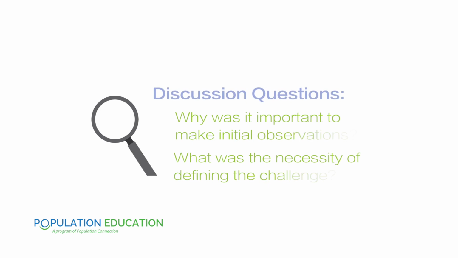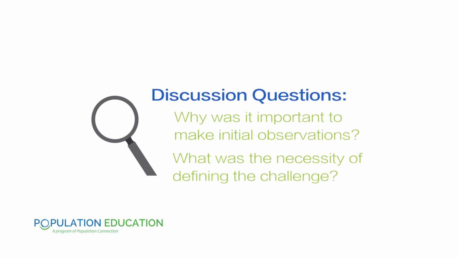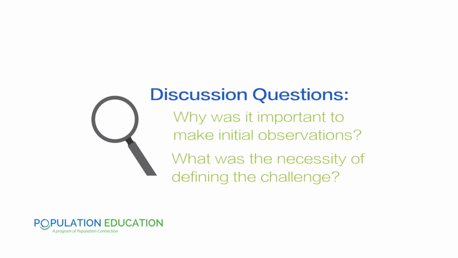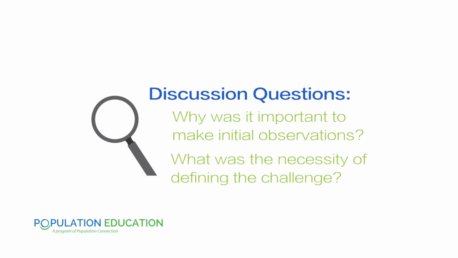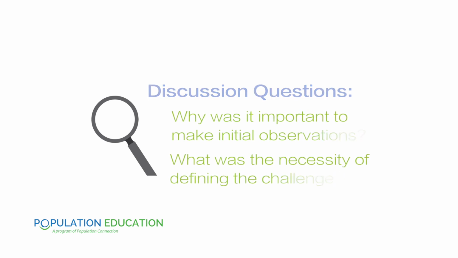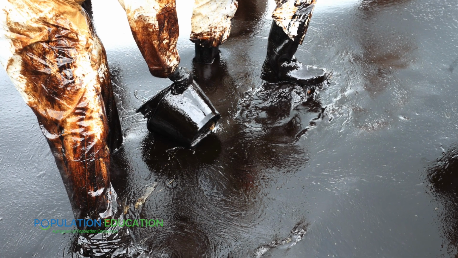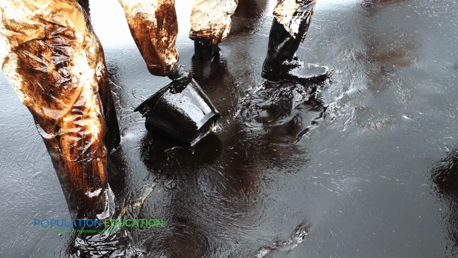So most of the questions are about the process and the engineering design steps that students took. Why was it important for them to make observations before designing their first prototype? What was the necessity of defining the challenge? You can close by relating it back to the real world. Ask students, what was the most successful method you found for either cleaning your feather or cleaning your whole marine environment, and how could this possibly be scaled up for real-world oil spills?